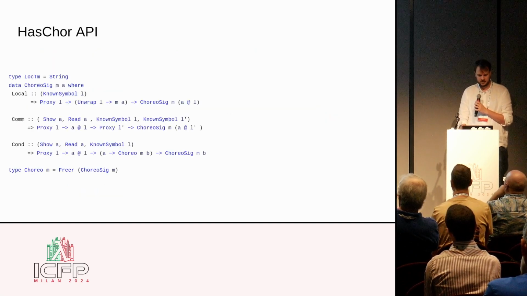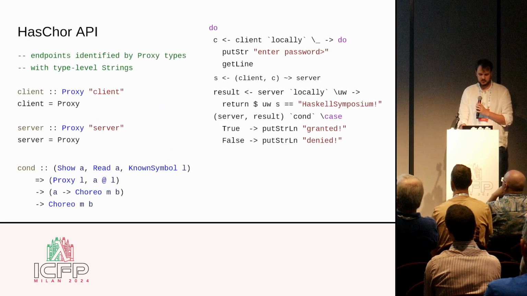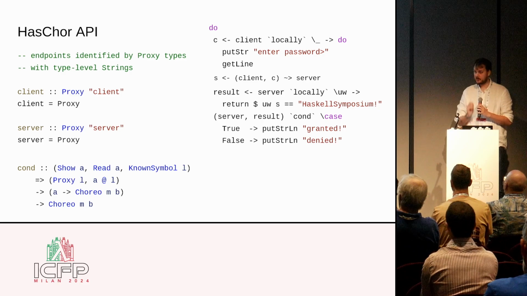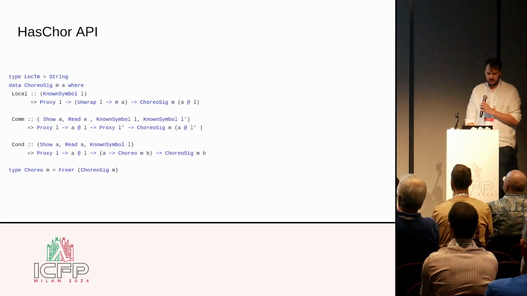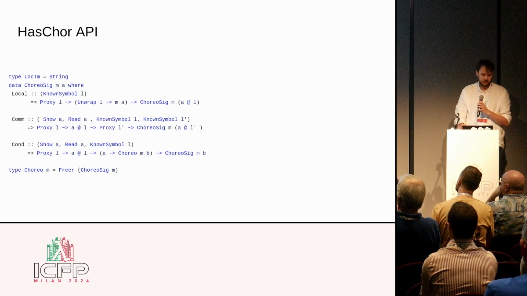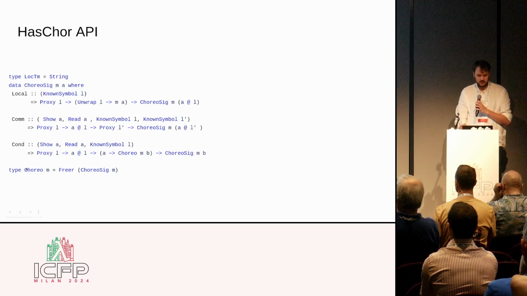So how is this implemented? HasChor is implemented using freer monads. You don't have to know the details of the freer monad, but you need to define a signature identifying what effects this monad is supposed to perform. We have 3 effects here: local computations, communication, and synchronized branching. The types here correspond to the ones we saw on the API functions as well. And the choreo monad is just the freer monad over the signature.